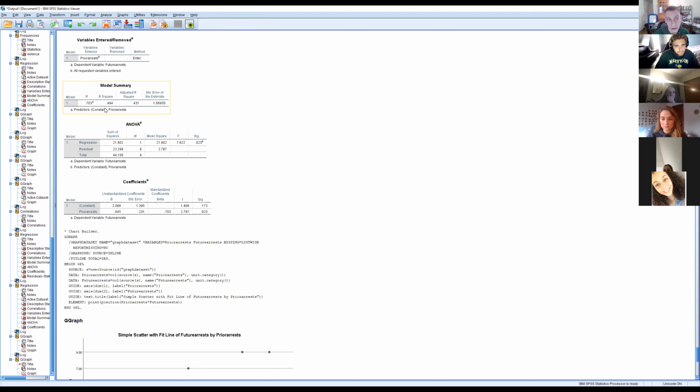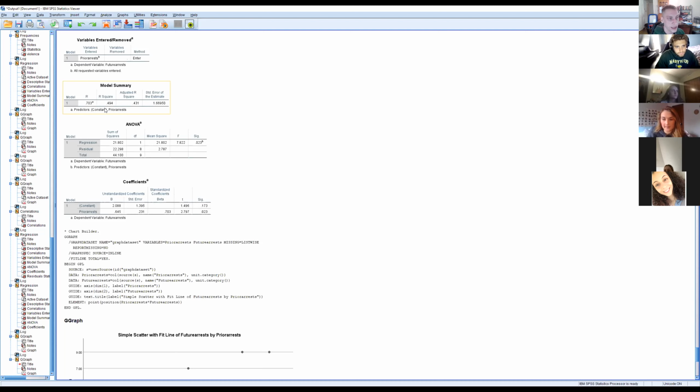So it's telling you that about 49.4% of the variation in future arrests can be explained by prior arrests. So a 0.494, it can't get any higher than 1. So a 0.494 is telling you about 49.4% of the variation in future arrests can be explained by variations in prior arrests. And so the R square here is kicking butt.